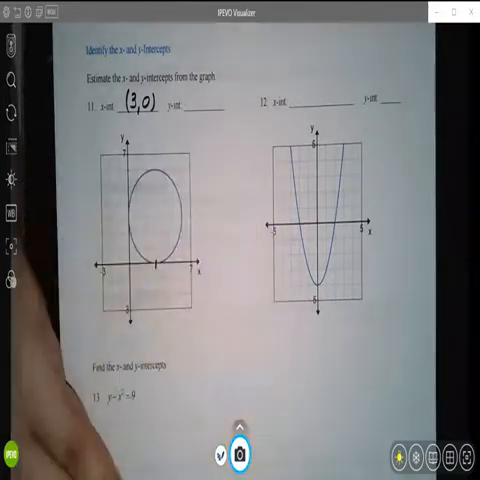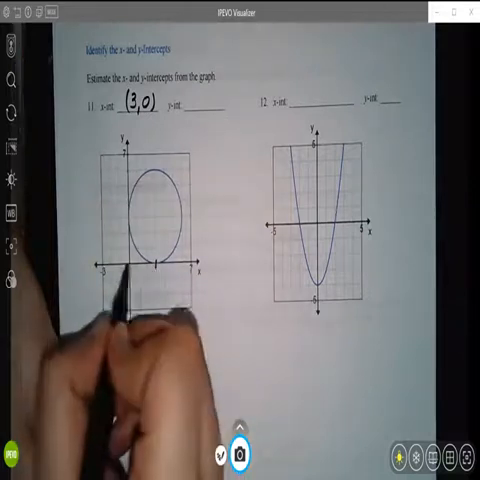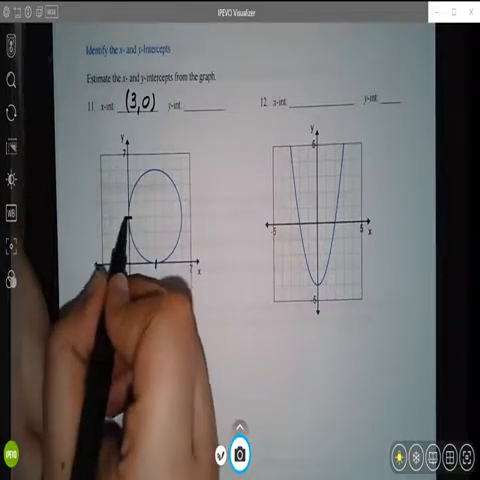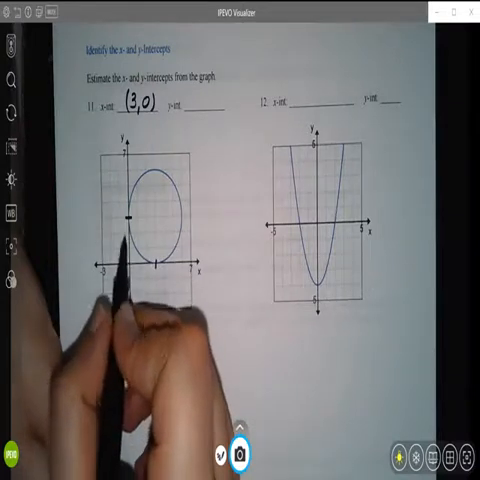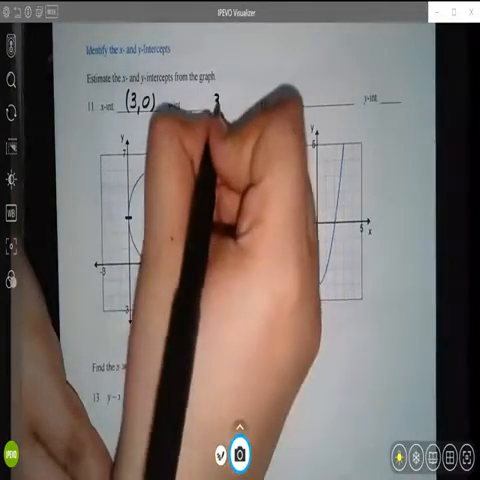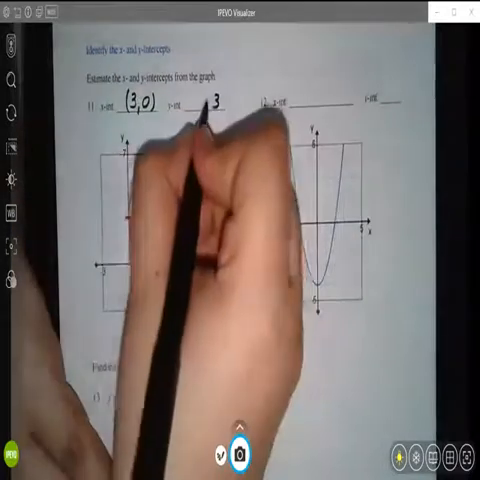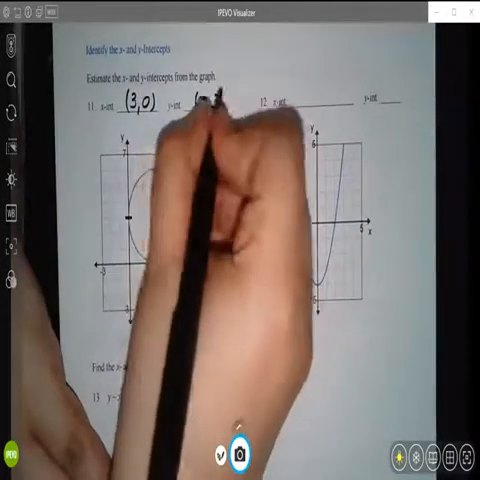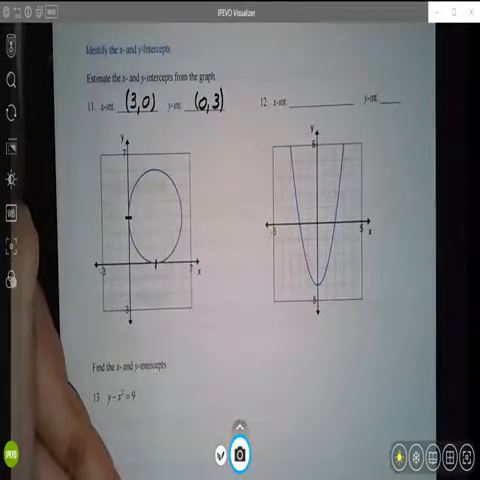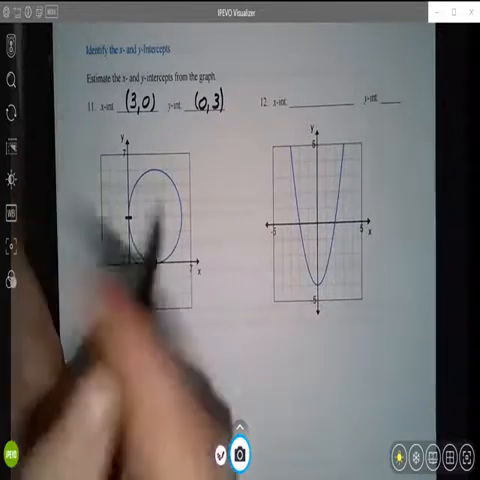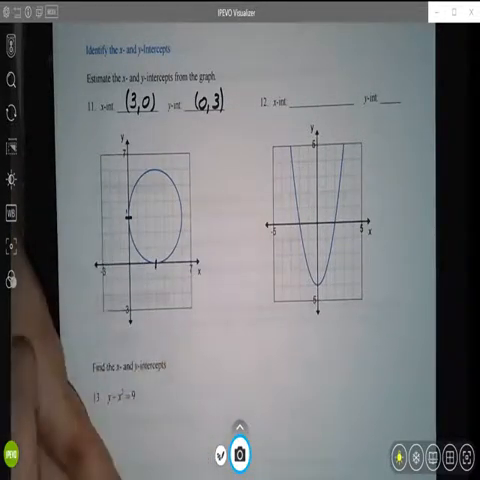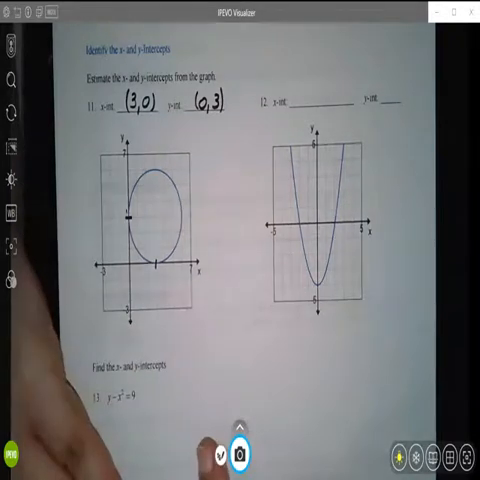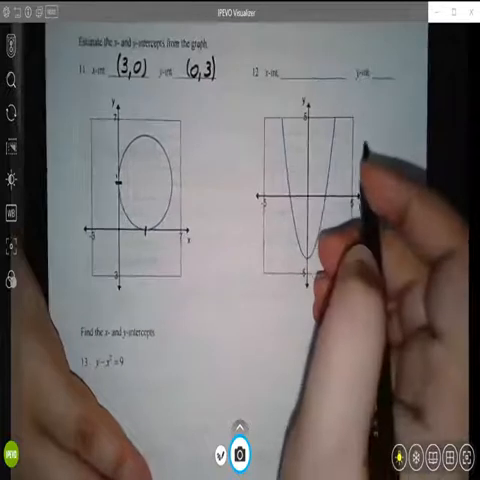So what is the y-intercept for this one? 1, 2, 3, which makes sense. It's a circle. So let the value of y equals 3. So don't give me the answer like this. Give it to me like that. 0, 3. So x didn't move. We're still at 0. And you go 1, 2, 3. So it's 0, 3. Okay. What about this one?